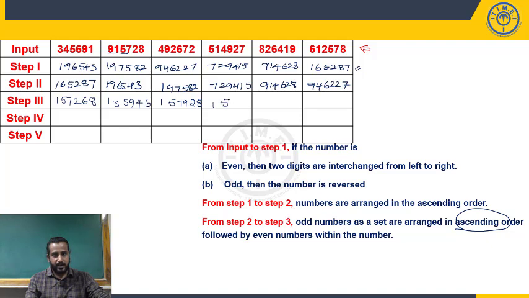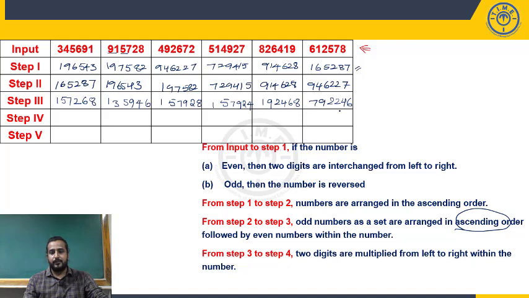Next, 1, 5, 7, 9 odd digits followed by even digits 2 and 4. Next, 1, 9, rest all are even digits. So 2, 4, 6, 8 in ascending order, and here 7 and 9, rest all are even, 2, 2, 4, 6. Odd digits followed by even digits in ascending order. Now what is to be done from step 3 to step 4? Two digits are multiplied from left to right within the number. So two digits are multiplied. So 1, 5, 7, 2, 6, 8.